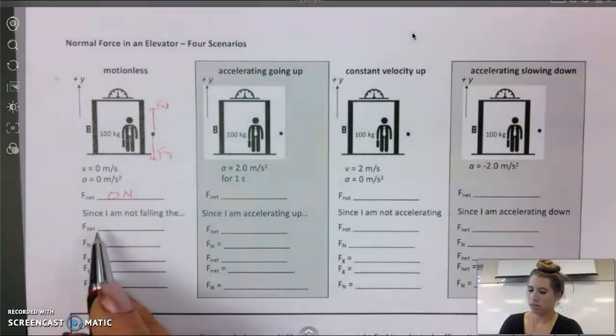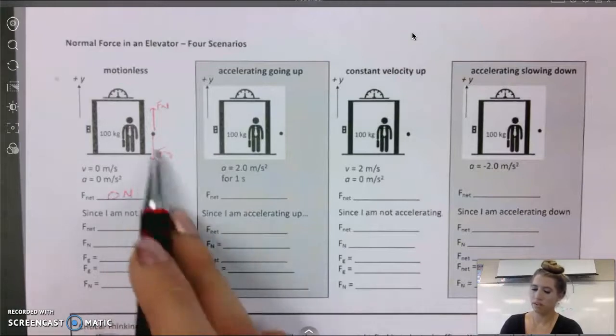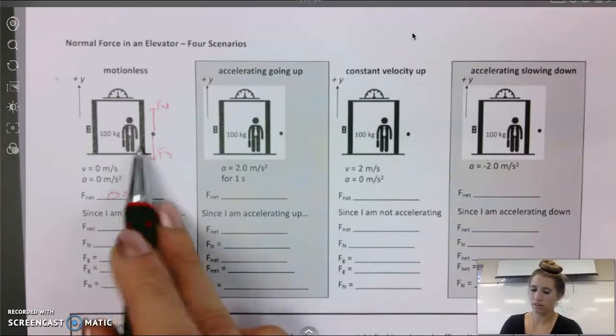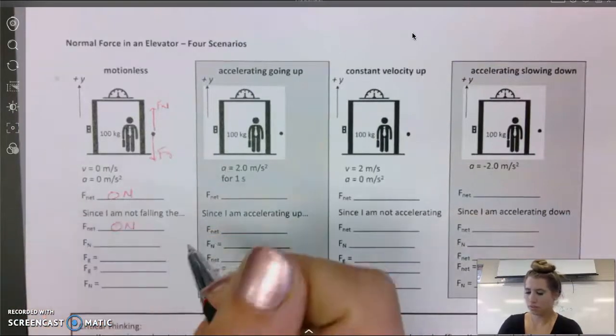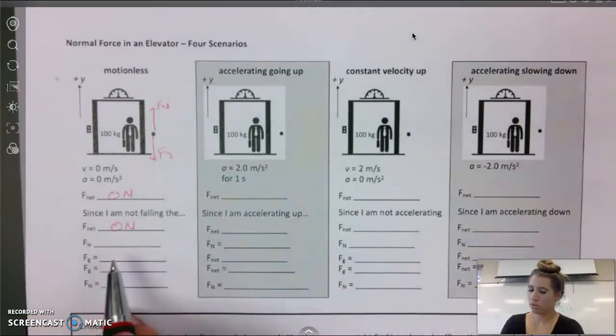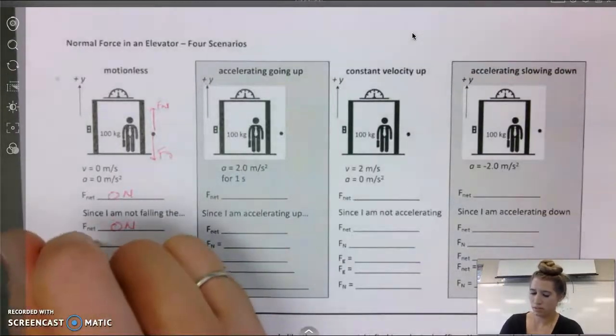Since I'm not falling, because they're not falling through the ground, the net force is 0. The force normal would equal the force due to gravity.